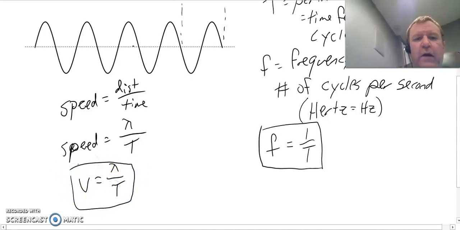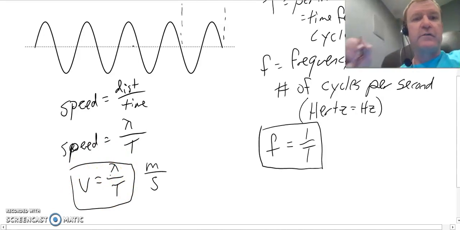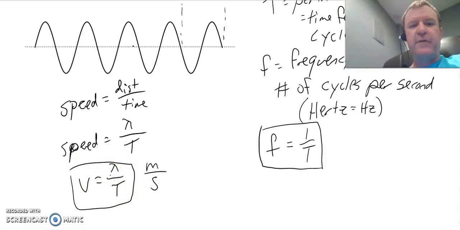Okay. Wavelength, of course, we want that in meters. Period is in seconds, so our units here would be meters per second. All right. Now I want you guys to come up with another equation for wave speed, but in terms of frequency instead of period. So pause right now, figure that out, and then hit play once you have it.